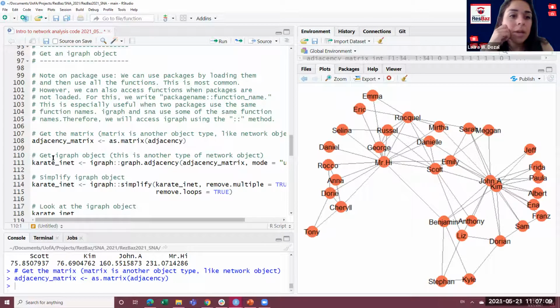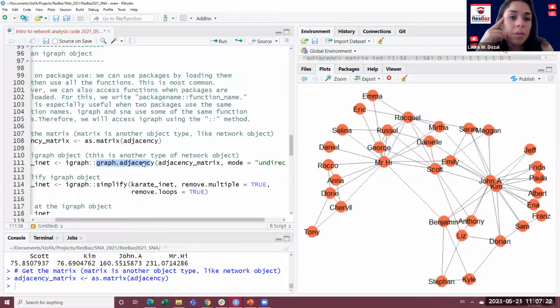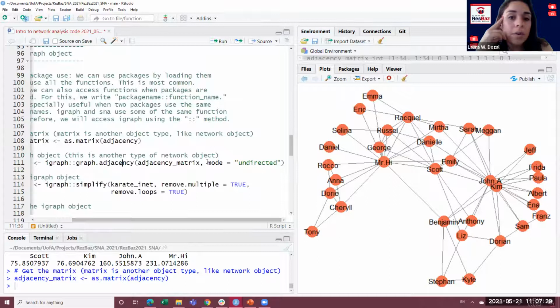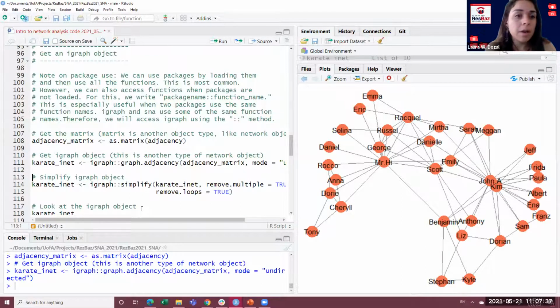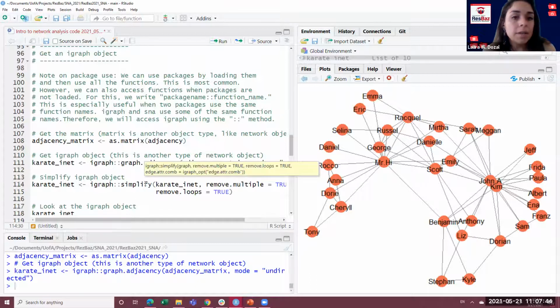So now we're going to get the iGraph object. We have our package name and we have the function that we want to use. And so we're creating our network object from our adjacency matrix. And again, just like the mode, our G mode from before, we're using an undirected graph. So if we look at that, we created our adjacency matrix, and we're going to simplify the object.